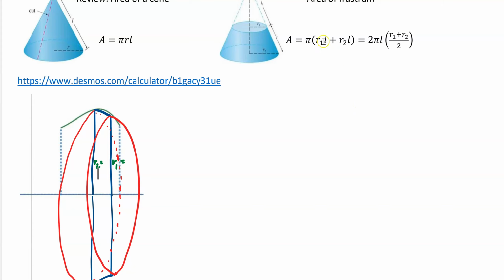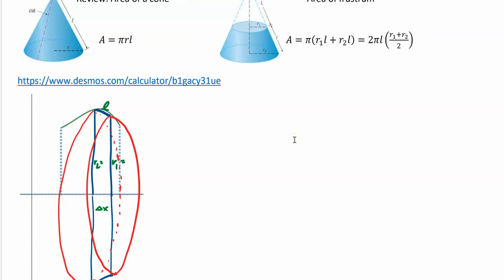And what else do we need? We need L. So this right here is L, right on the top there, that length right there. And then the distance between them we know is delta x. But we don't need them. So we've labeled R1, R2, and we've labeled L. So we have everything we need for this formula.